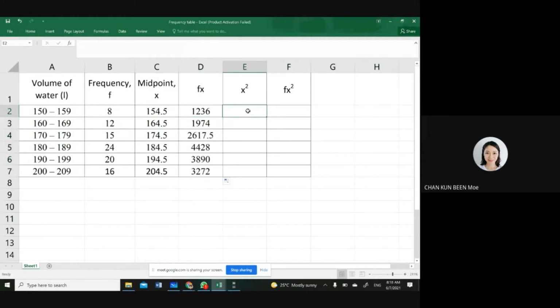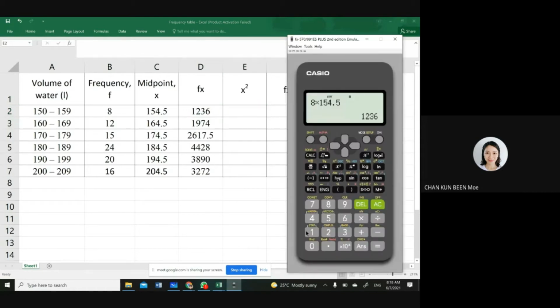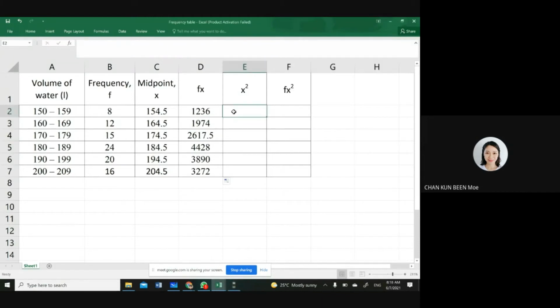Next, we are going to get x squared. X squared means the midpoint, you square it. So just now we have 154.5, you just need to square it. The answer will be 23870.25. Okay, so now here I'm going to put the formula also, equal to x squared. Let's multiply the same thing. So we will get the values like this. I drag it down.